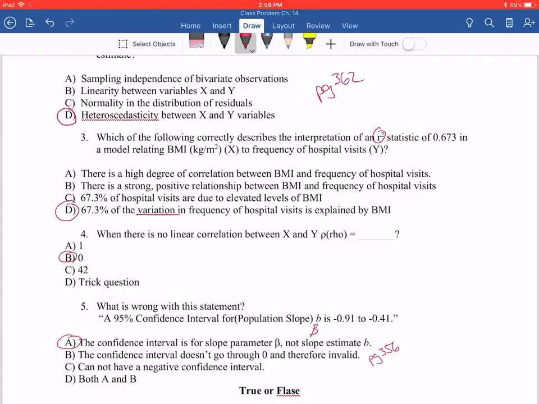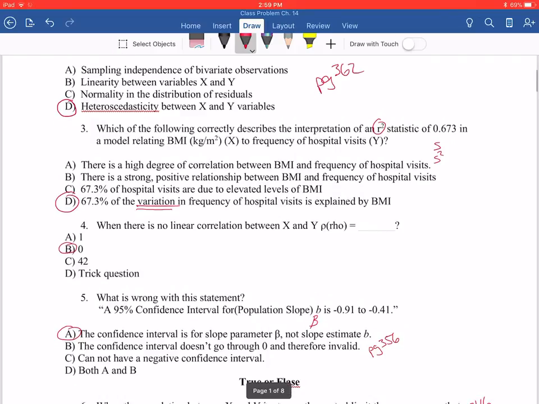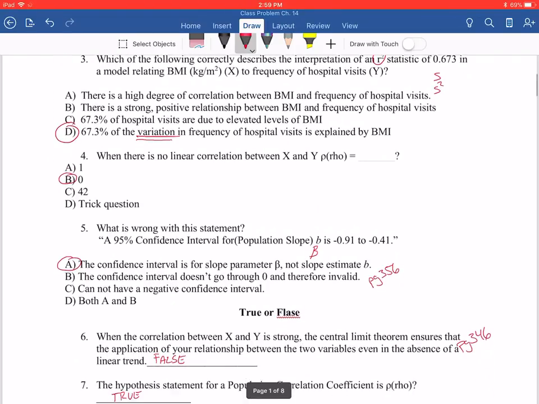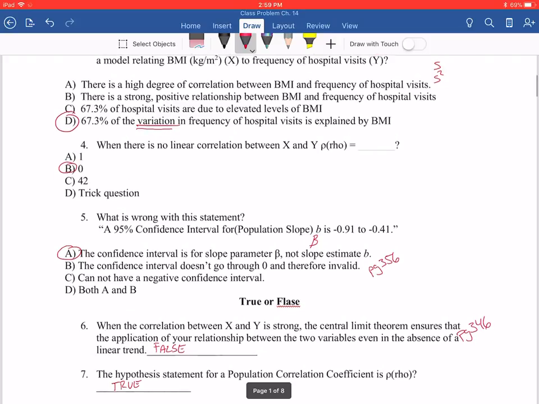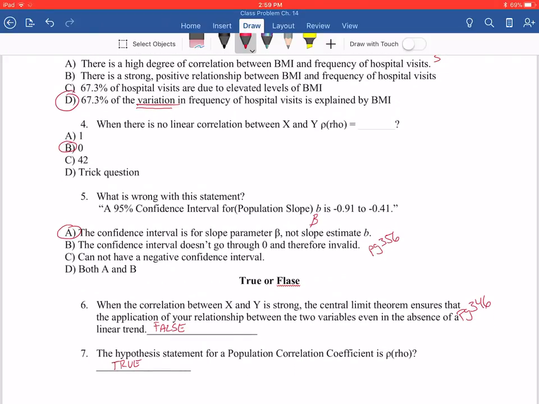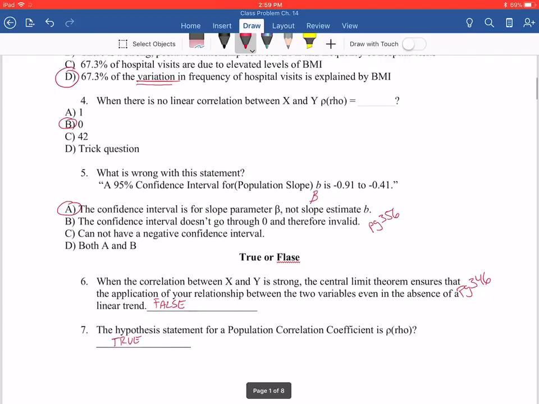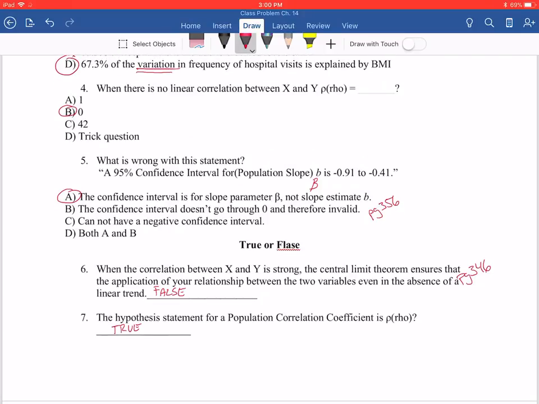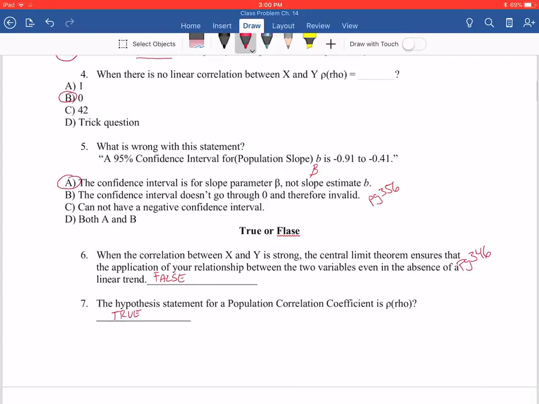Question number 3, anytime we're dealing with r squared, you're going to want to think of variation or the variance. Remember, if you have standard deviation as your s, then s squared is your variance or the variation, so think r squared is the variance, so that's why I underlined variation there for you. When you have no linear correlation, the answer is 0. You want the population slope beta, not b. You can find that on page 356.